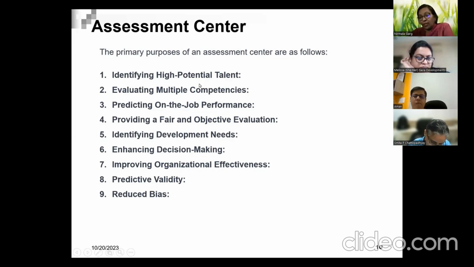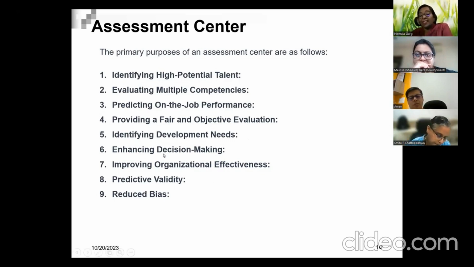So assessment center can also be identified for potential talent in your organization. Then it can also identify development needs, which is called development center. So today we have something called the DC, development center. The goal or the purpose of that center is different. It is to understand the developmental needs. So therefore it's more of a developmental nature.